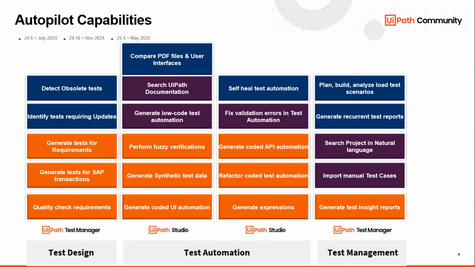capabilities are already built, and the first one, the blue ones, are yet to be released in the next couple of months. The first one is detect obsolete tests. Let's say there is some change in requirements. Because of that, it might happen that some of the test cases need to be updated, or some test cases are missing, or some test cases are not relevant in future.